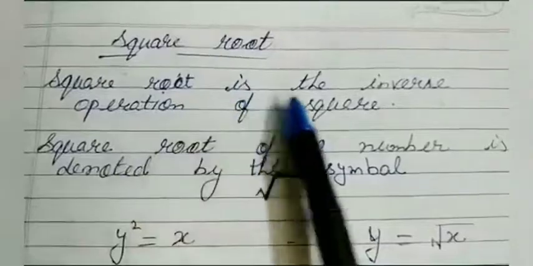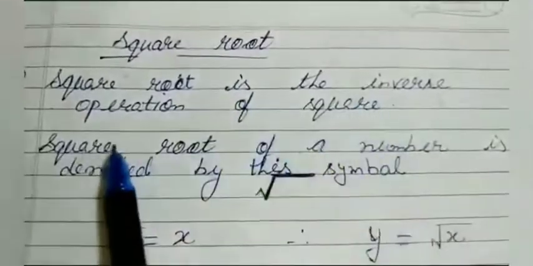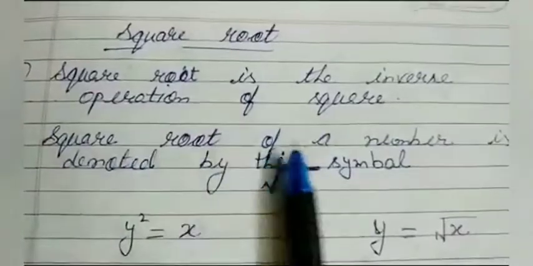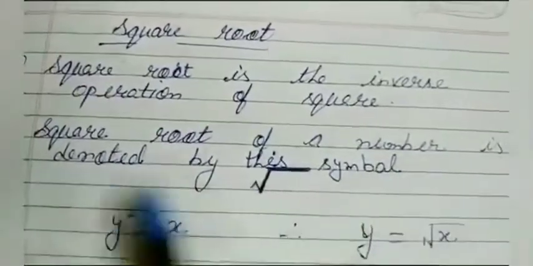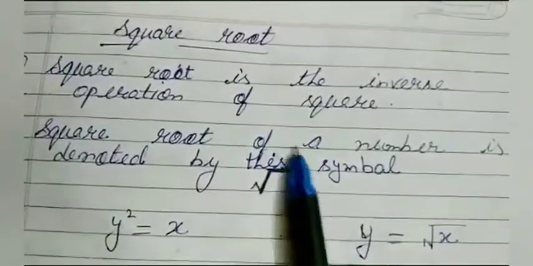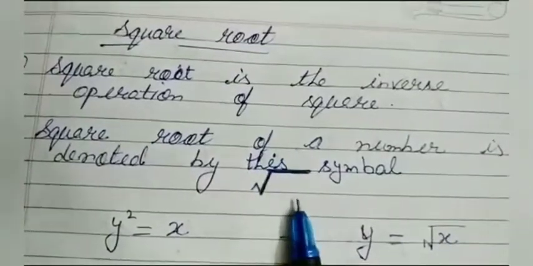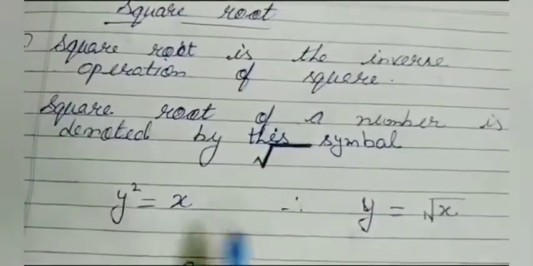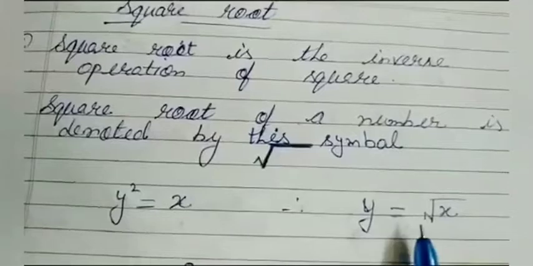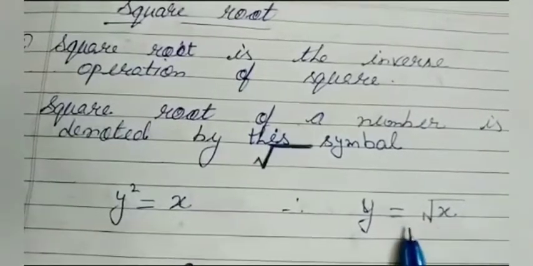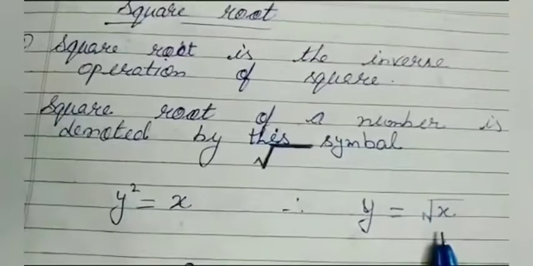Square root is the inverse operation of square, and the square root of a number is denoted by this symbol. This is the symbol of square root. If y square equals x, then we write y equals square root of x. We read it as square root of x.